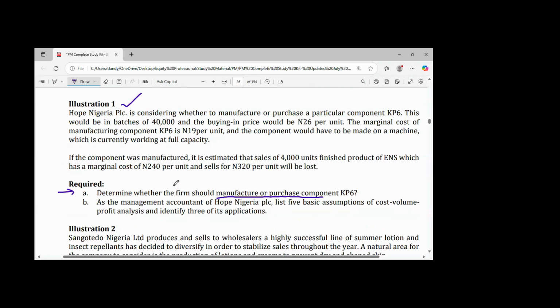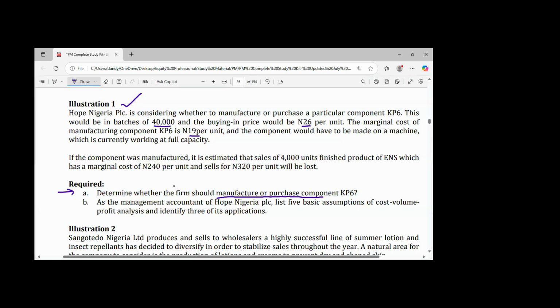How do I determine where is my supplier's quotation? Examiner has told you that the company wants to produce component KP6, which are in 40,000 batches, and the buy-in price per unit is 26 naira. Buy-in price is the same thing as our purchase price, okay? When you buy it from outside, the amount you are going to pay is 26 naira per unit. The marginal cost of manufacturing component KP6 is 19 naira per unit. Marginal cost is the same thing as variable cost or direct cost, okay?